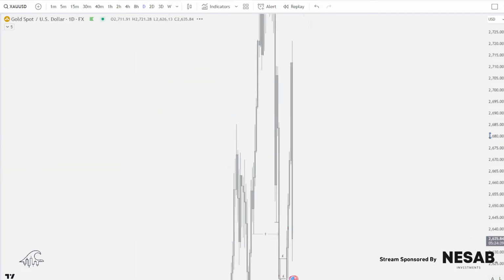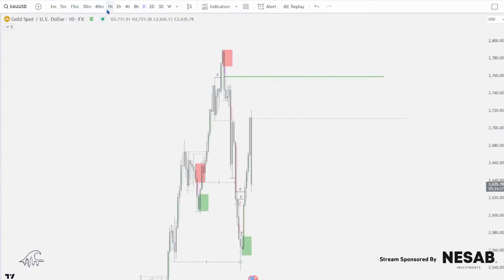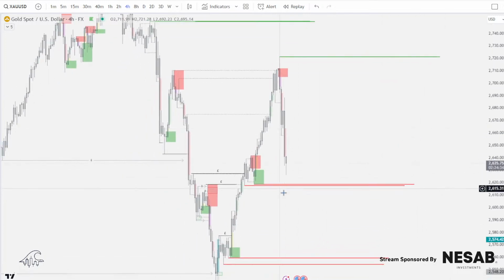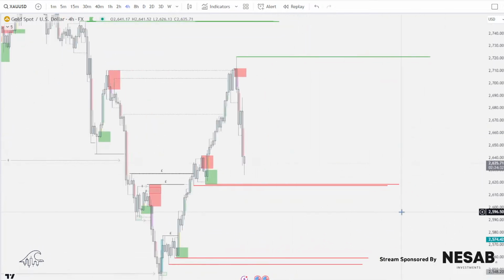So gold, big dump here. Remember what we were looking at on gold? Looking at these lows, looking at the lows being taken out. We have an alert set on gold.